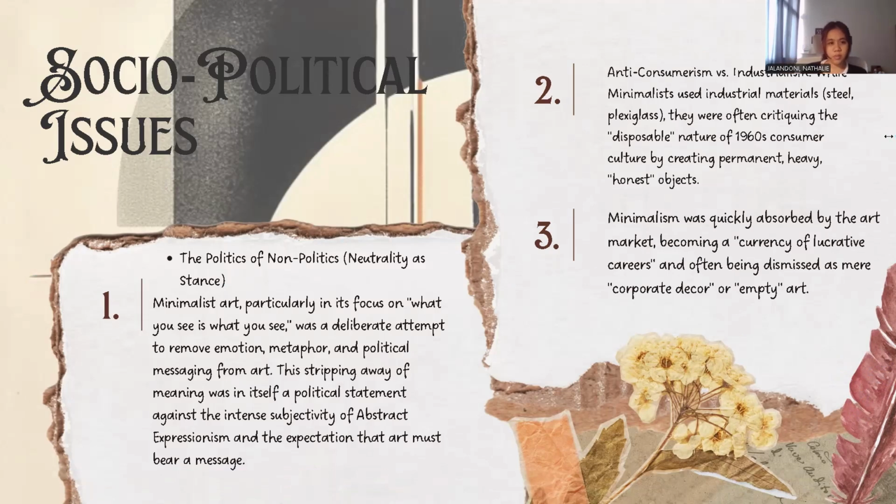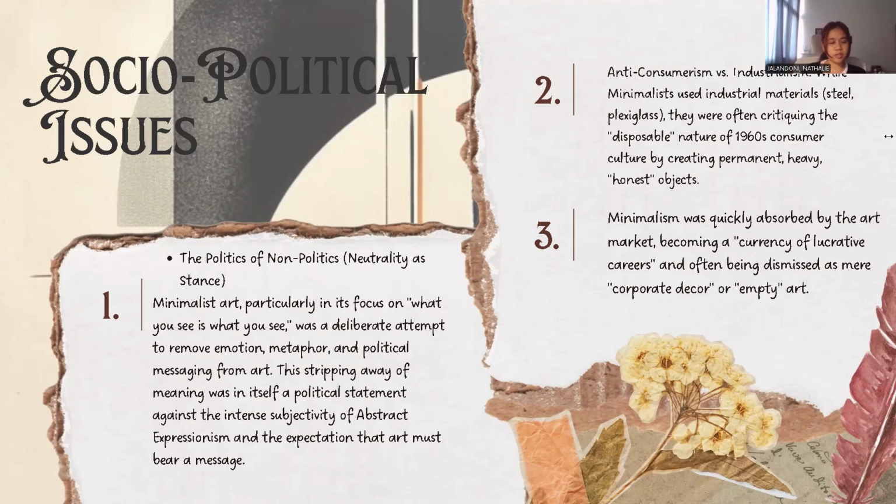Now we're going to talk about social and political issues. The politics of non-politics, or neutrality as a stance. Minimalist art, particularly in its focus on "what you see is what you see," was a deliberate attempt to remove emotion, metaphor, and political messaging from art. This stripping away of meaning was in itself a political statement against the intense subjectivity of abstract expressionism and the expectation that art must bear a message.